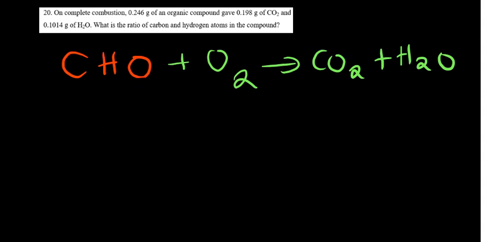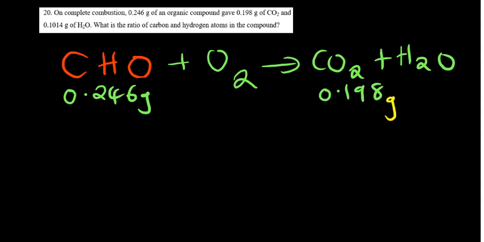So now you need to apply the given concepts for you to be able to find your ratios. Yeah. So how basically do we do it? In this question, we've been given the mass of the compound to be 0.246. Then we've been given the mass of carbon dioxide to be 0.198. Then we've also been given the mass of water to be 0.1014. Okay. So how do we go about it?